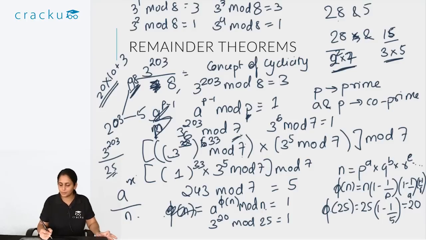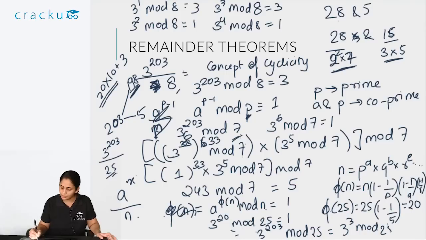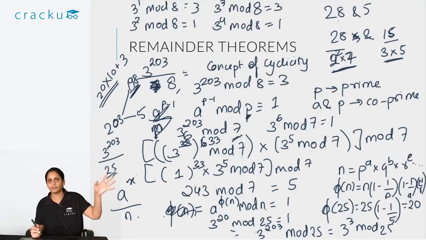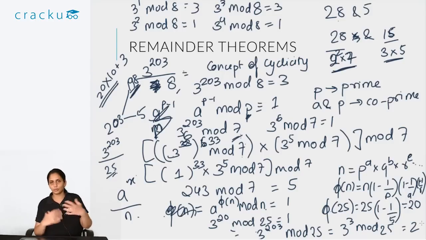In the end, 3 raised to 203 mod 25 essentially becomes 3 raised to 3 mod 25, because the 3 raised to 200 mod 25 remainder is 1. So 3 raised to 3 mod 25 is 27 mod 25, that is 2. So using Euler's theorem, I could easily calculate 3 raised to 203 mod 25.